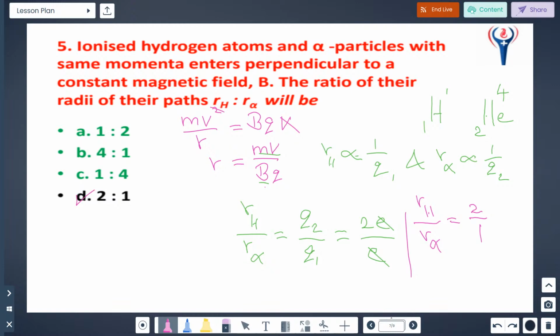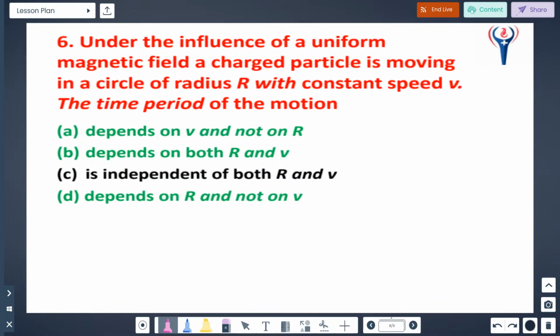Okay. Next, problem number 6. Under the influence of a uniform magnetic field, a charged particle is moving in a circle of radius capital R with constant speed V. The time period of motion depends on V and not on R, depends on both R and V, is independent of both R and V, or depends on R and not on V. Which is the correct option?